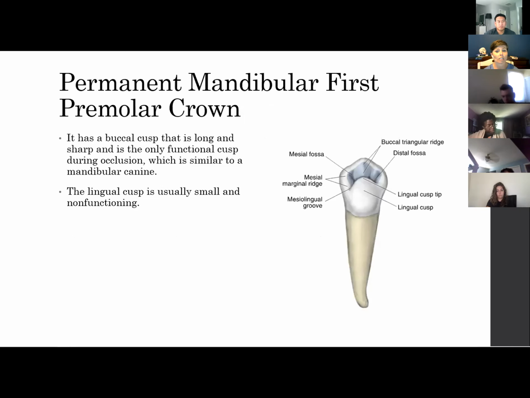All right, so let's go ahead and look at the crown. It has a buccal cusp that is long and sharp, and you can see that here, and it is the only functional cusp during occlusion. So that's when your teeth come together. That's what occlusion is, which is similar to the mandibular canine. The lingual cusp is usually small and non-functioning at all, and you can kind of see that cusp there.